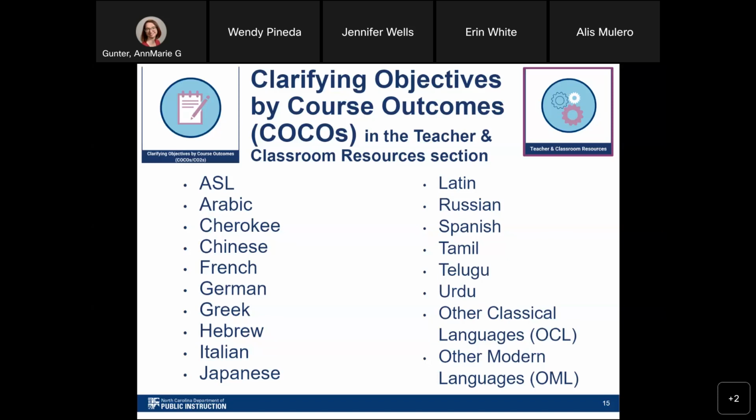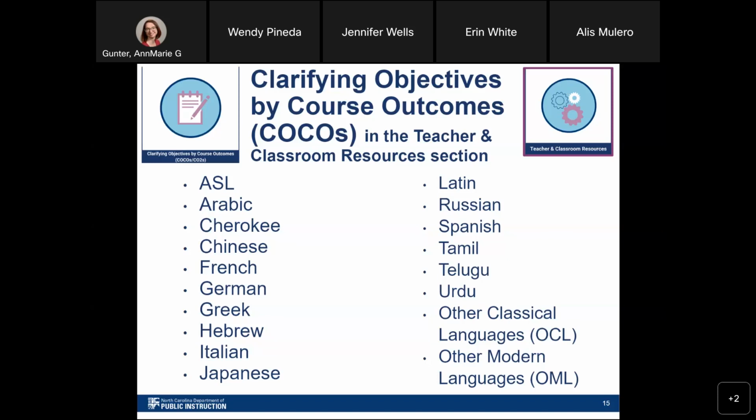And so if another language becomes of importance and you start a program in one of your schools for that language, we want you to be able to have support for that, first in the state standards, and second of all, in the resources like the COCOs document. So for example, if you decide to offer another classical language, like ancient Greek, in addition to Latin, let's say, there's materials for you for that because that's considered a classical language as well.